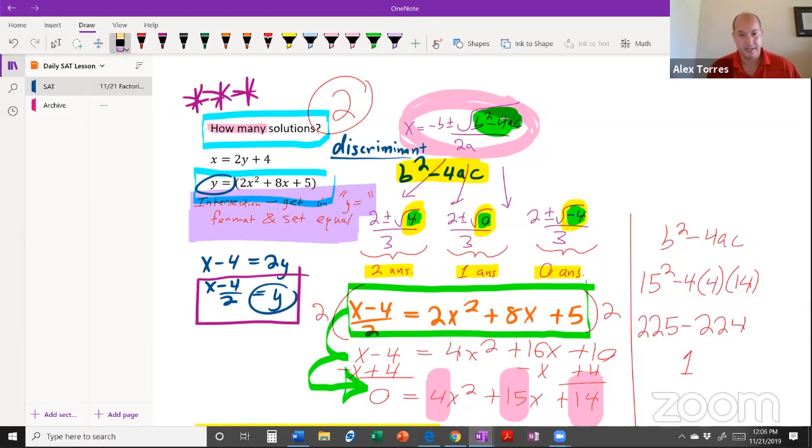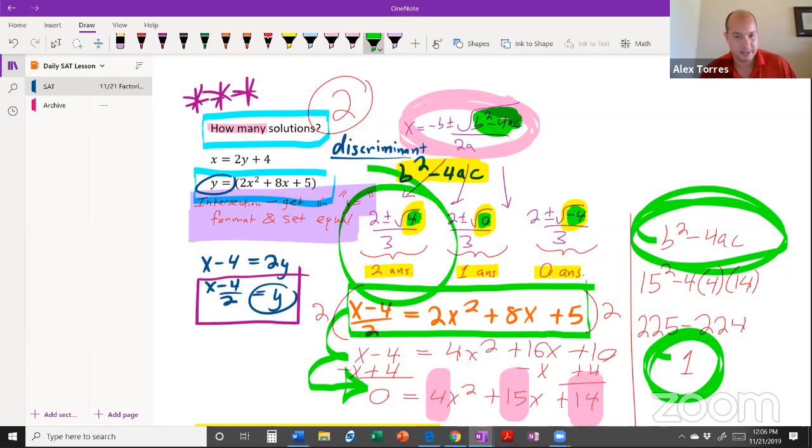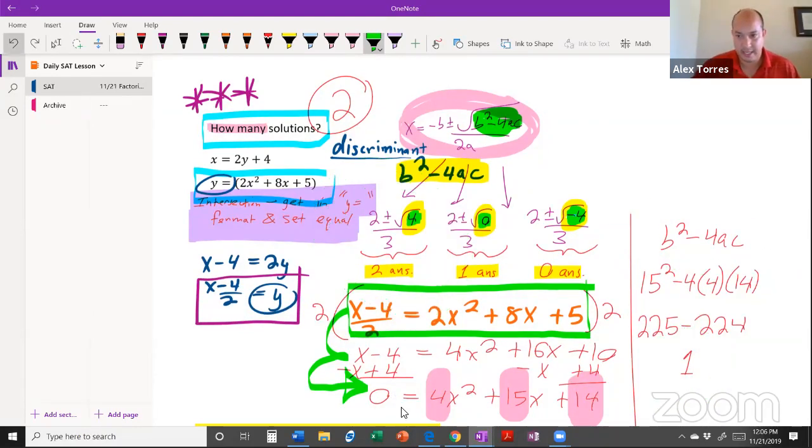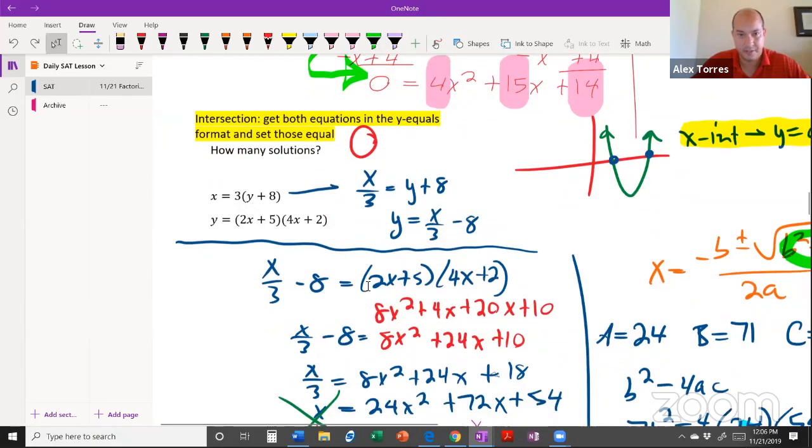So for this problem, A is 4, B is 15, C is 14. Just by arranging that into the format of b squared minus 4ac, like we're doing here, and then finding out that that's actually positive. Now we'd be tempted to say 1 answer here because the answer was 1, but it's positive. So that means that there are 2 solutions here. So just kind of quickly recapping things that we've been doing throughout the week, if you've been with us.